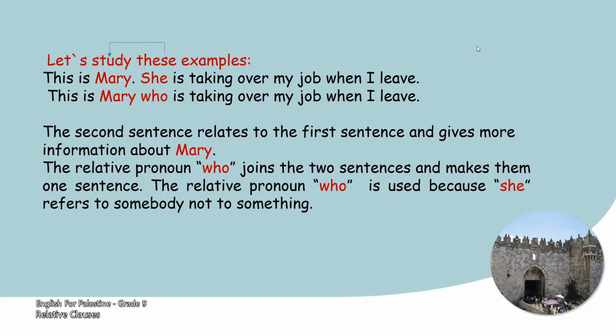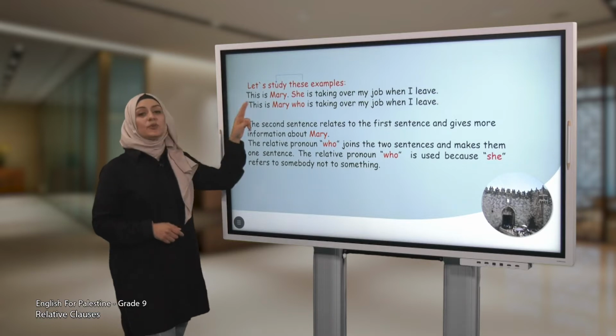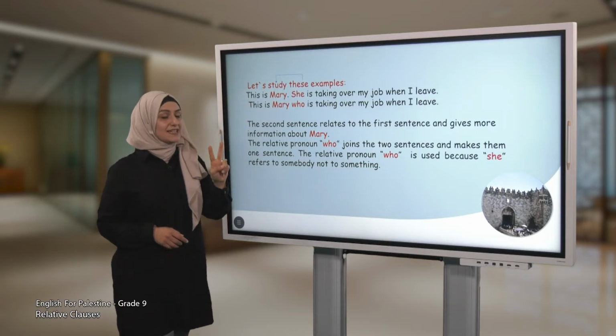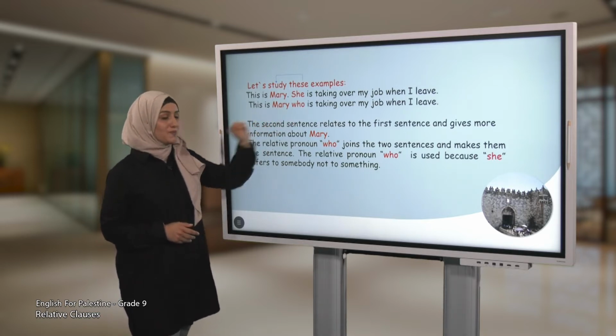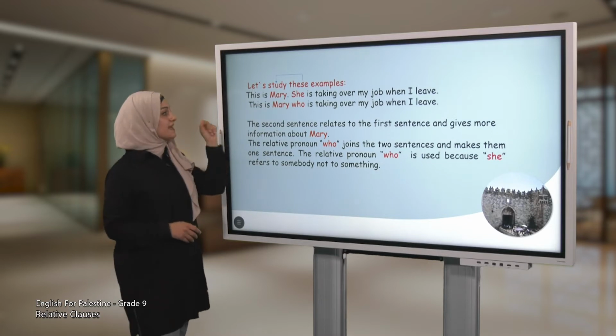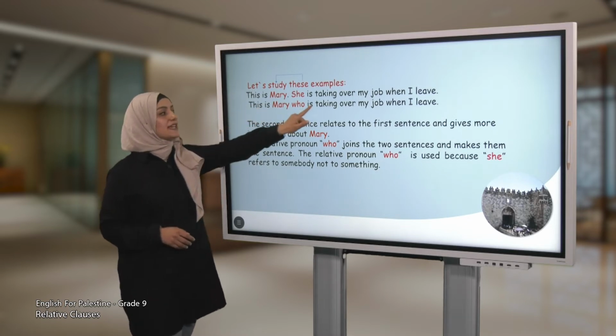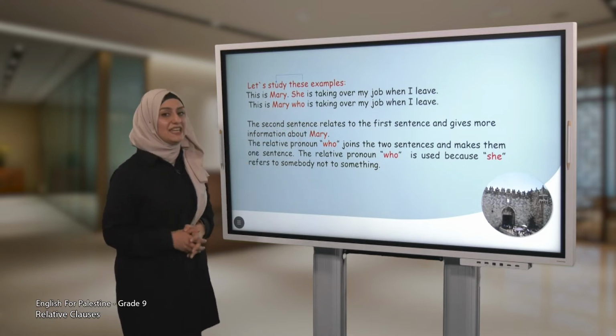Let's study the following examples. This is Mary. She's taken over my job when I leave. Here we have two sentences. The first sentence is, this is Mary. The second sentence is also about Mary, and that is, she's taken over my job when I leave. Here we can join the two sentences and make them one sentence using the relative pronoun who. So the sentences become, this is Mary who's taken over my job when I leave.